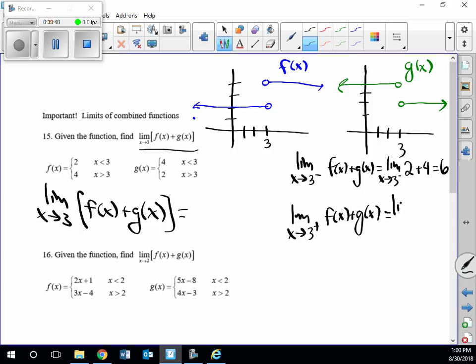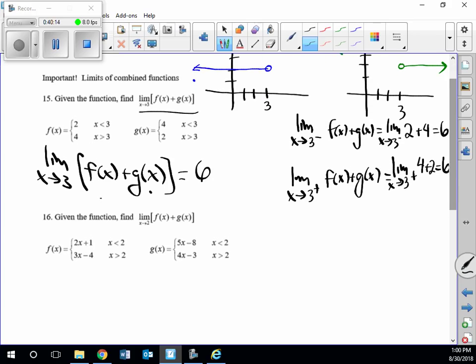Now coming from the right of 3, that's coming from this direction. F looks like 4 and g looks like 2, so it's going to be 4 plus 2, or 6. So coming from the left and right, the answer for this limit is 6. So the two-sided limit actually does exist, even though both of these individual functions, f and g, are broken at 3. It's almost like they perfectly complement each other. It's like they fix each other. The functions are broken, but they fix one another. It's a very strange kind of limit.